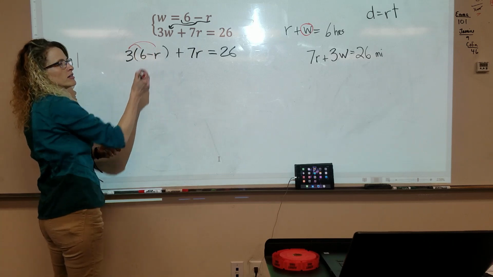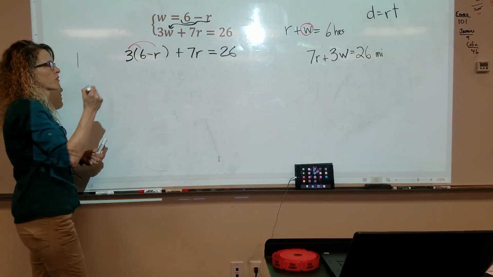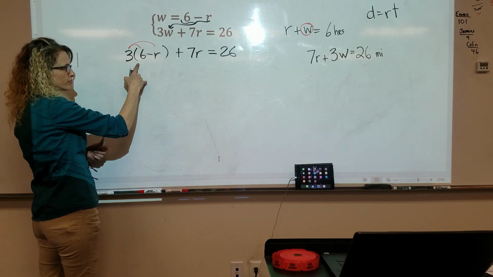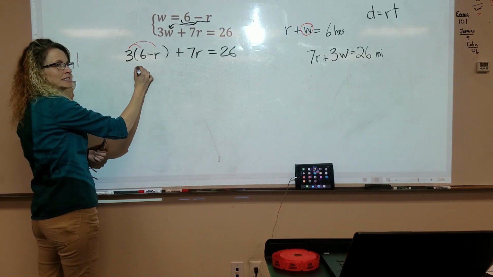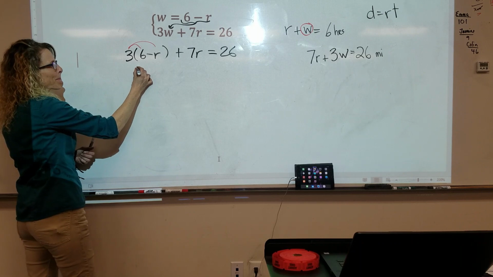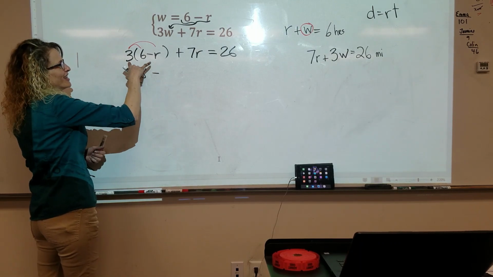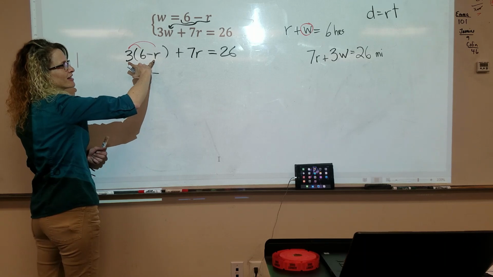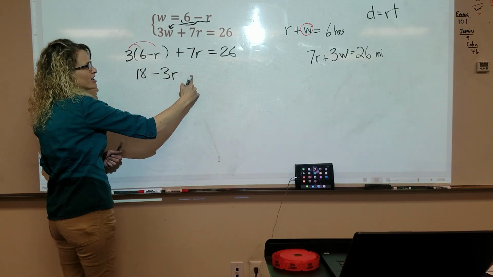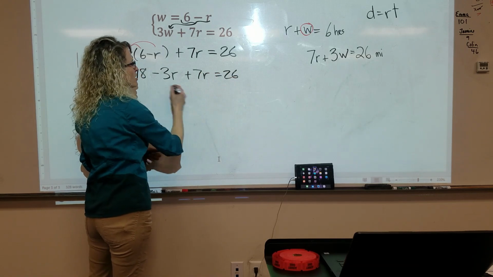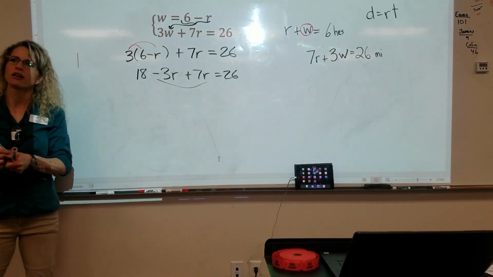What do I write? Dakota. 3 times 6, which would be 12, and then... Close. Oh, 18. 18, that's right. We just had spring break. And then negative 3R. Good. Okay, keep going. Plus 7R equals 26. Good. What's my next step?